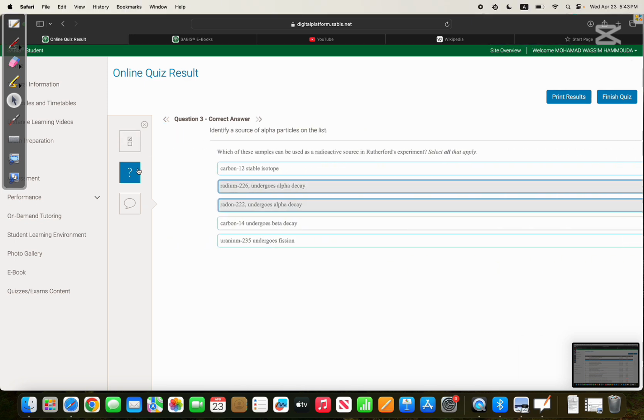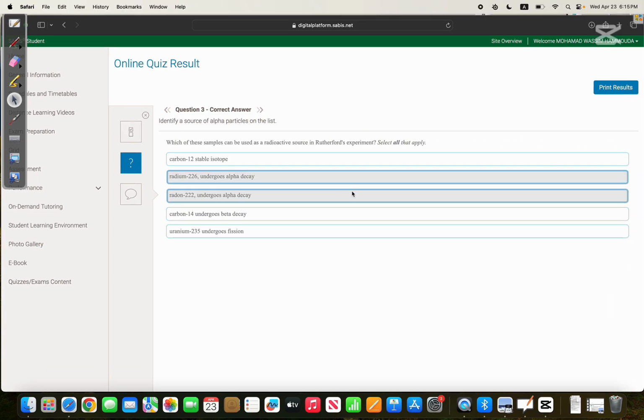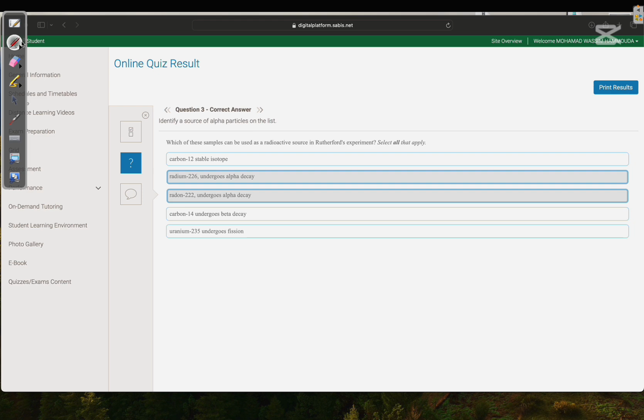For question 3, which of these samples can be used as a radioactive source in Rutherford's experiment? Okay, so I didn't do much research into this, but from what I read in the book, Rutherford's experiment used alpha decay, which is why we used radium and radon. Okay.